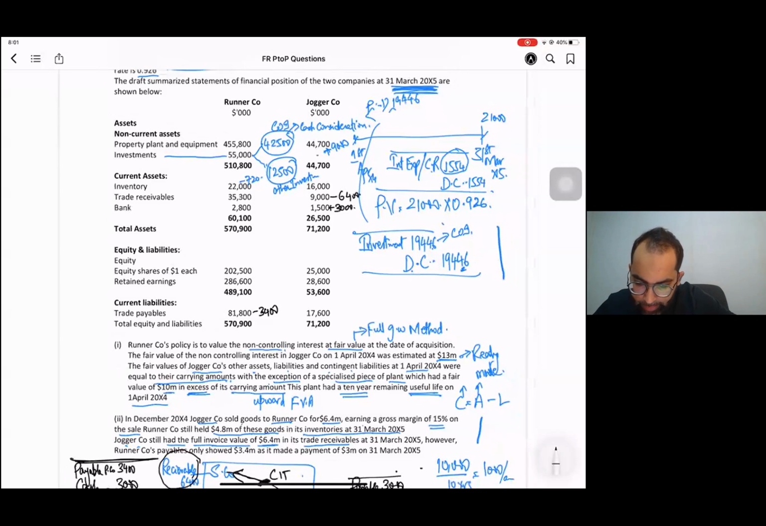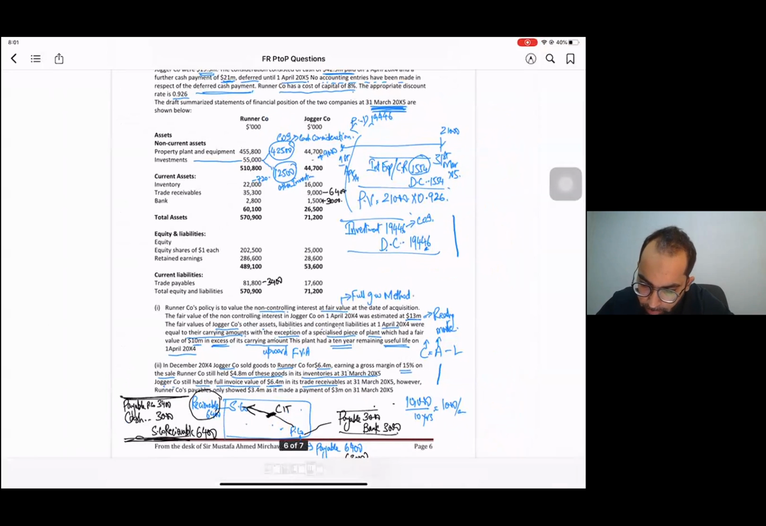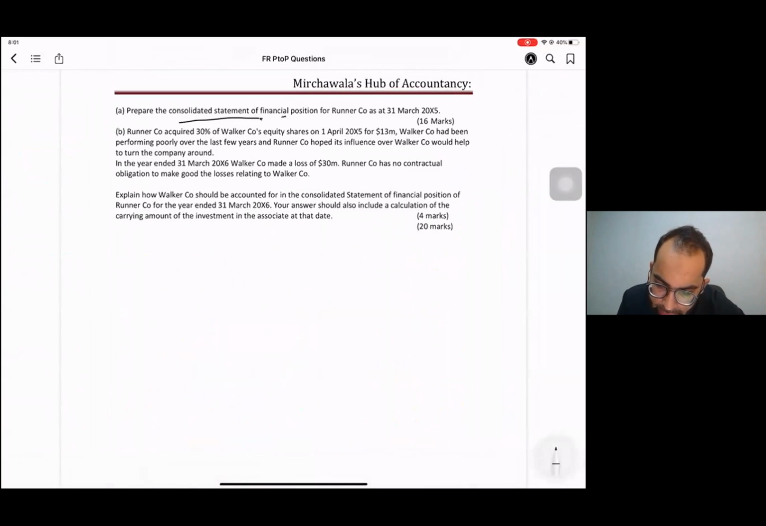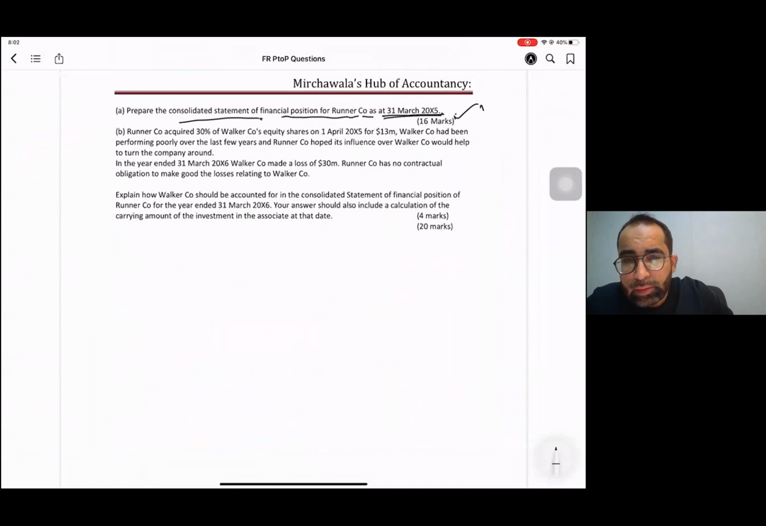Now, let's see if anything is left or not. That's it. Prepare a consolidated statement of financial position of Runner company at 31st March X5, 16 marks. These are the latest past papers, and latest past papers are very ordinary. If you are focused, and you have prepared your exam document, your exam folder, then you can easily do it. So let's move on to the Excel sheet, and let me do it. And I hope you have the question with you.